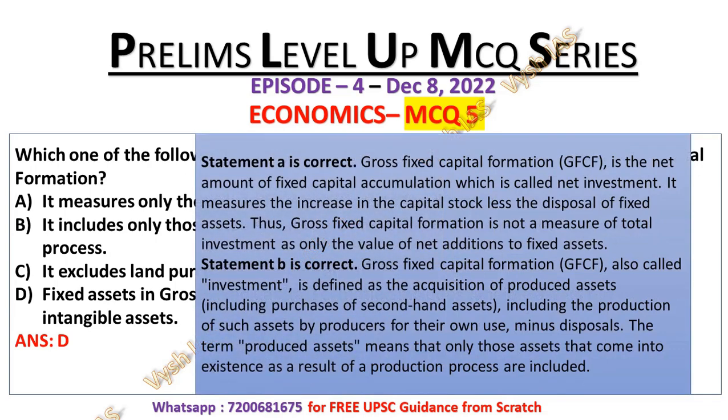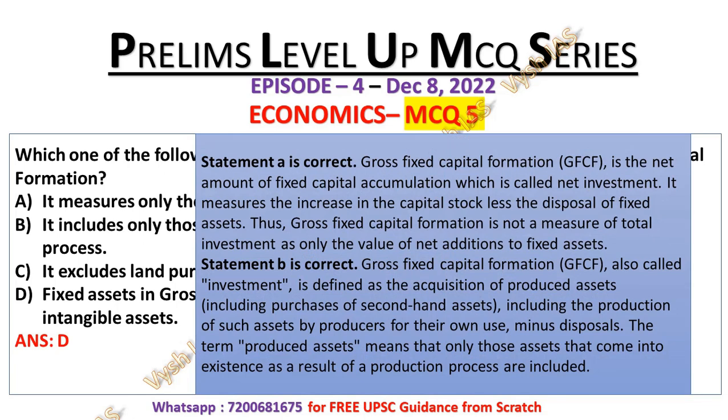Statement A is correct. So you should know why statement A is correct. Statement A is correct because gross fixed capital formation is the net amount of fixed capital accumulation, which is called net investment. It measures the increase in capital stock less the disposal of fixed assets. Thus, gross fixed capital formation is not a measure of total investment, as only the value of net addition to the fixed asset counts. Whatever fixed asset you have, the net addition, the value which we add to this fixed asset, that is called gross fixed capital formation. That's why statement A is correct.